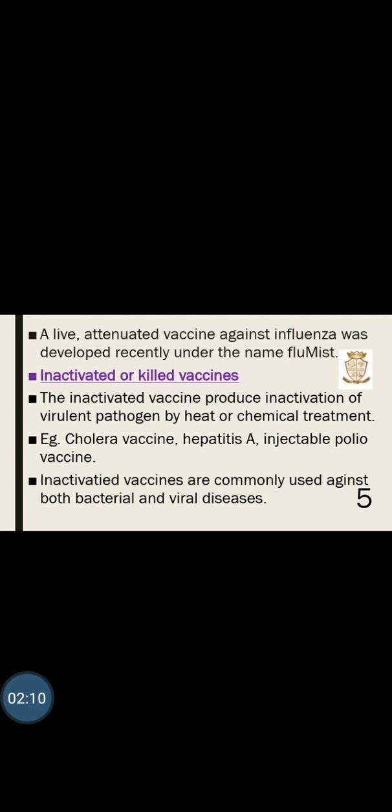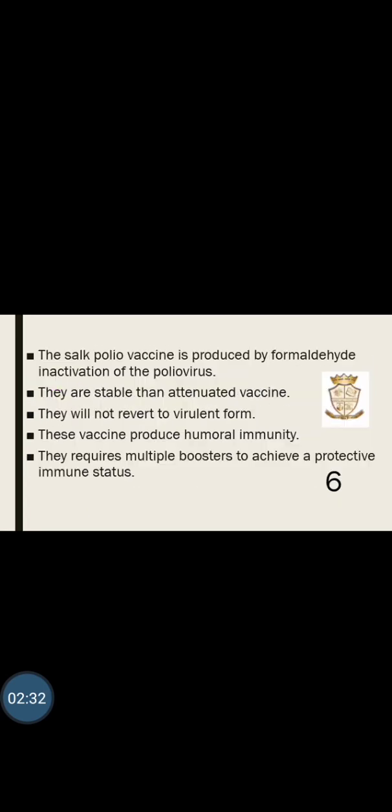The second vaccine type is the inactivated or killed vaccine. The inactivated vaccine is produced by inactivation of the virulent pathogen by heat or chemical treatment. Examples: cholera vaccine, hepatitis A, injectable polio vaccine. Inactivated vaccines are commonly used against both bacterial and viral diseases. The Salk polio vaccine is produced by formaldehyde inactivation of poliovirus.